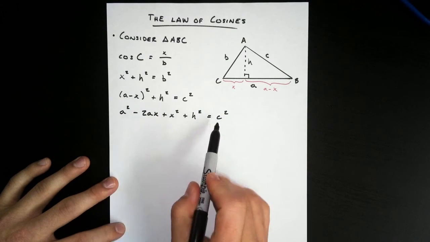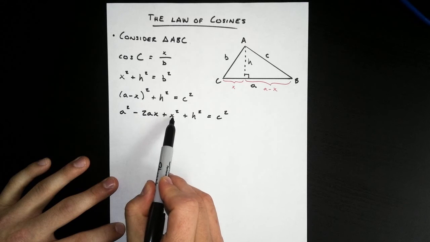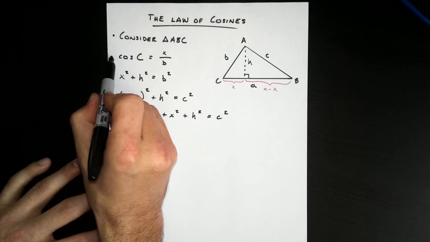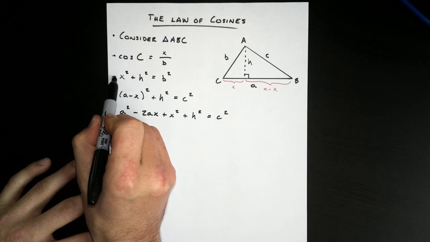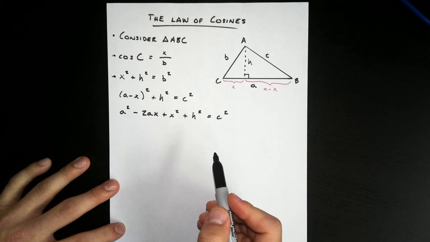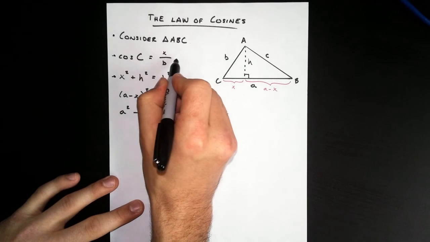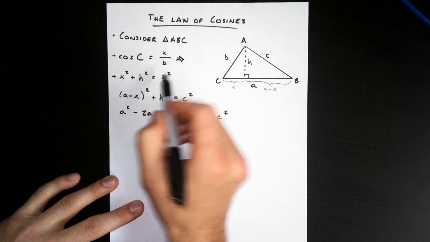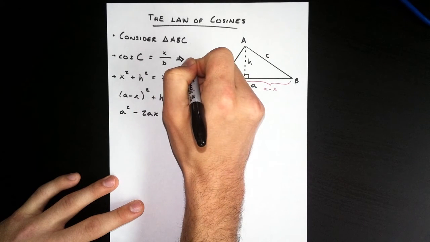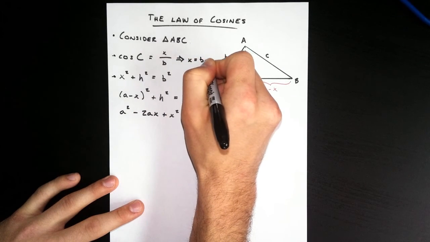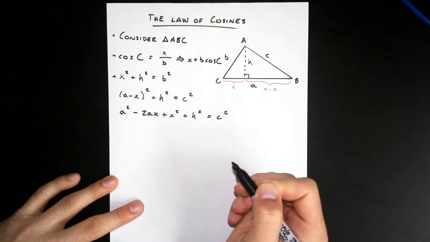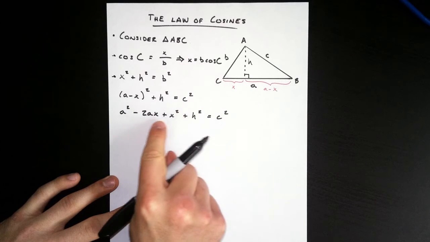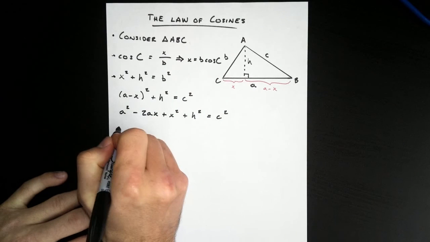So if I look at this equation, I've got an x, an x squared, and an h squared. I want to get rid of all of those things, and we're going to use these other two equations and some clever substitution to help us do that. So for this first one, we do a little bit of rearranging. We'll multiply both sides by b. That gives me x is equal to b times the cosine of c. So now I know what x is, so I can replace this one here.